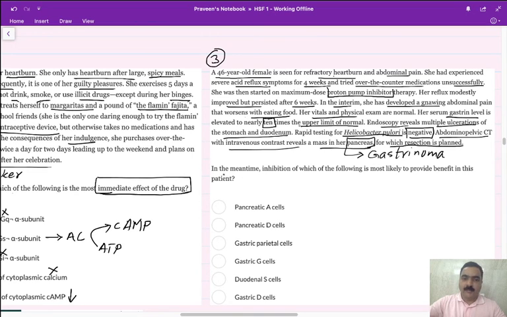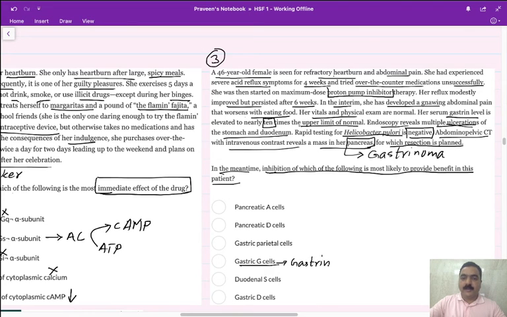So in the meantime, while it is being planned, inhibition of which of the following is most likely to provide benefit in this patient? Already we have seen that the patient got a little bit of success by using the proton pump inhibitor, so you want to do the same. The problem is due to the ulceration. Even if we stop the gastric G cell, gastric G cells are responsible for producing the gastrin.